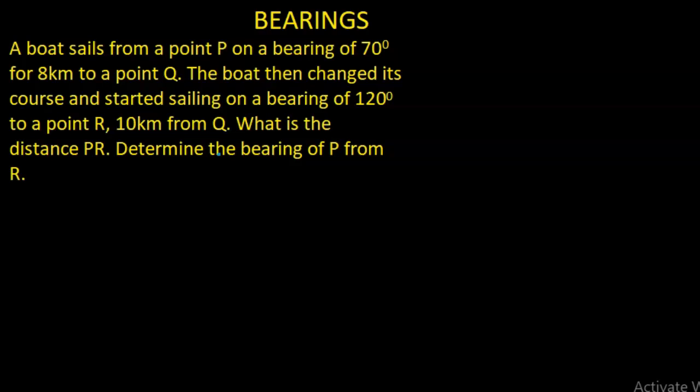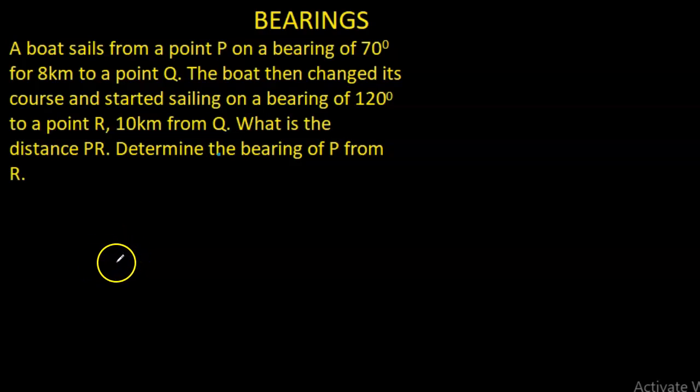So here we have our first bearings problem. A boat sails from a point P on a bearing of 70 degrees for 8 kilometers to a point Q. Let's pause there and represent this on a diagram.